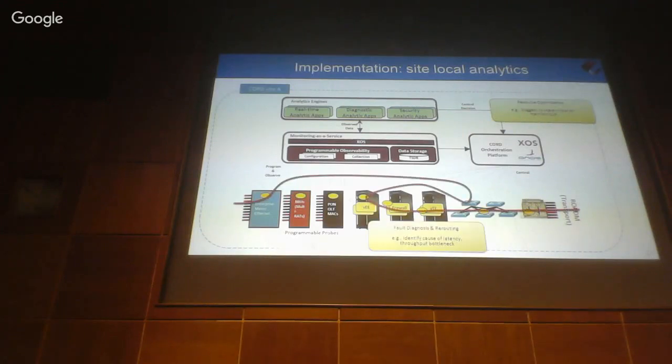So, just to finish the story here, sorry, I keep switching back and forth. What happens here is a very simple example on a local site, on a single central office. We can have local control to do the resource optimization, but also to detect potential faults and failures, identify the cause and adapt to it.